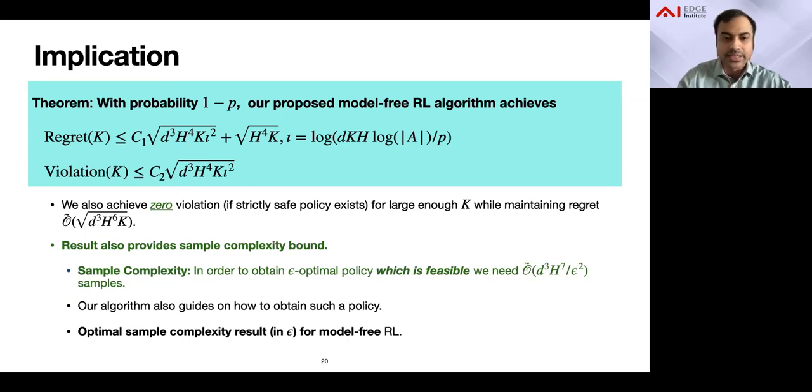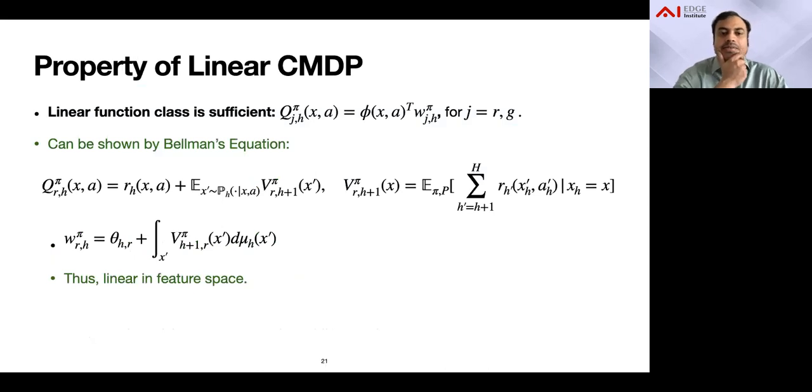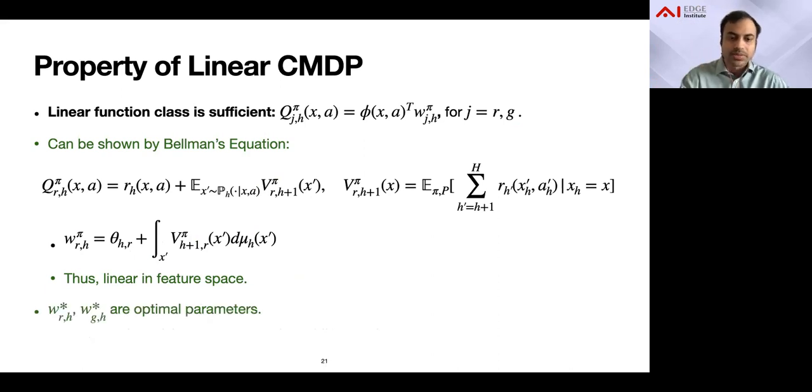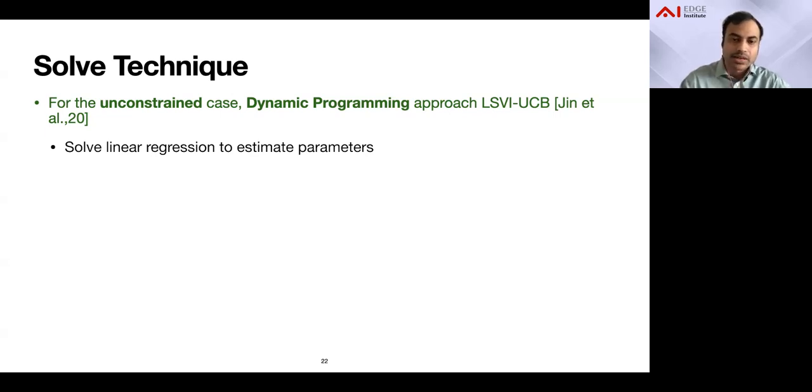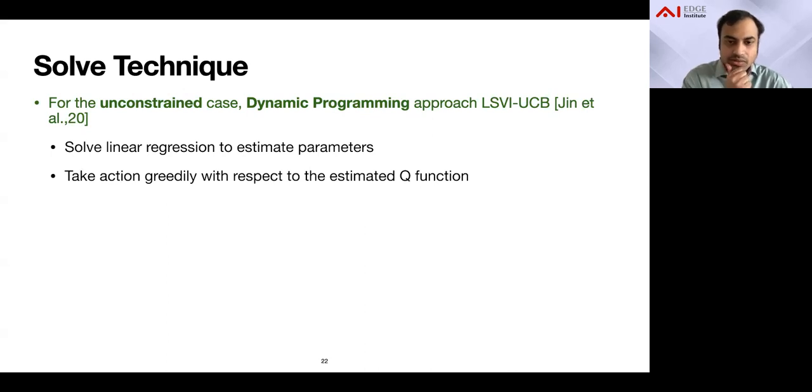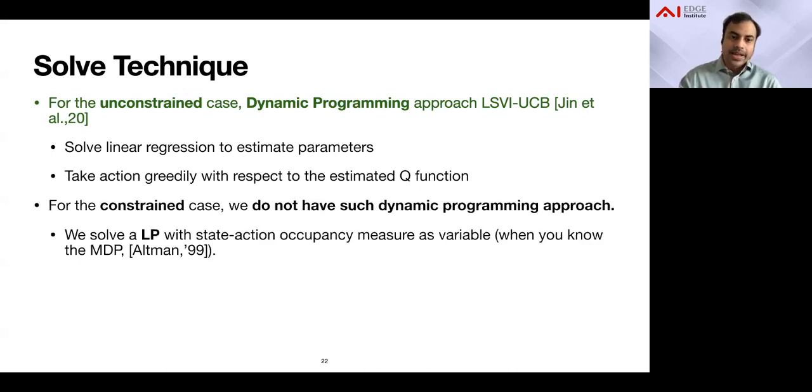What is the algorithm behind it? In this algorithm, we use the structure of the linear constrained Markov decision process. In this case, you can show that your Q function is indeed linear in the feature space, so you can search for such linear parameters. Now for the unconstrained case, there is a dynamic programming approach which has already been shown, even if you do not know the MDP. Basically you solve a linear regression to estimate parameters, and then you take actions greedily with respect to this estimated Q function. And that solves it.